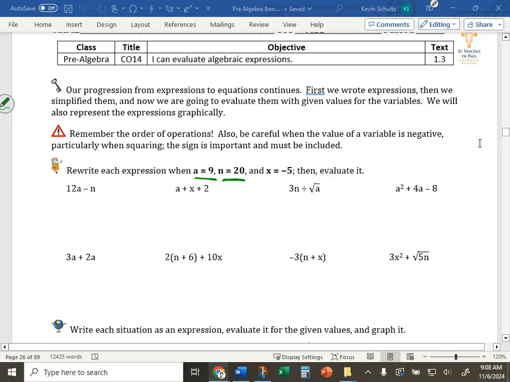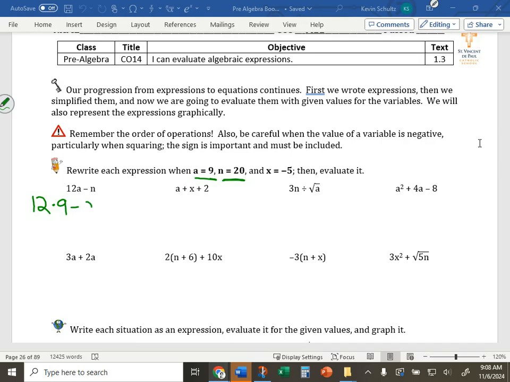We're going to take 12a minus n, and we're going to rewrite this. What operation comes between the 12 and the a, even though it's not written there? Multiplication. We're multiplying, right? So this becomes 12 times 9. We do have to write the multiplication when we plug 9 in for a, otherwise it'll look like 129, which is confusing, okay? So 12 times 9, and then our value for n is 20, so we are subtracting 20. So I'm telling you what each variable equals, you're practicing plugging it in, and then getting more practice with order of operations for solving it.